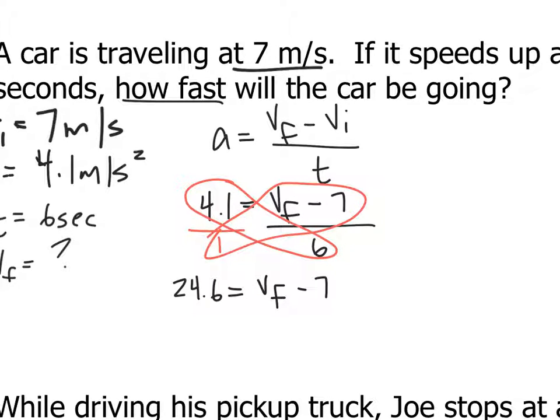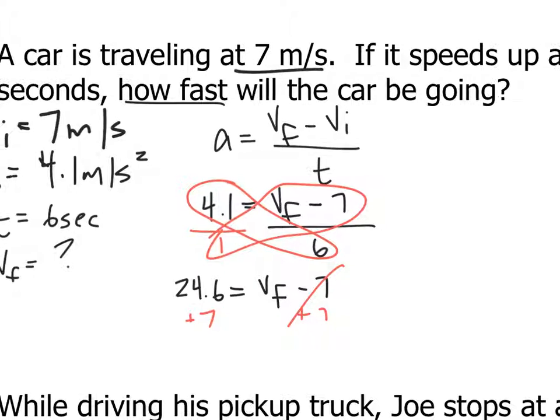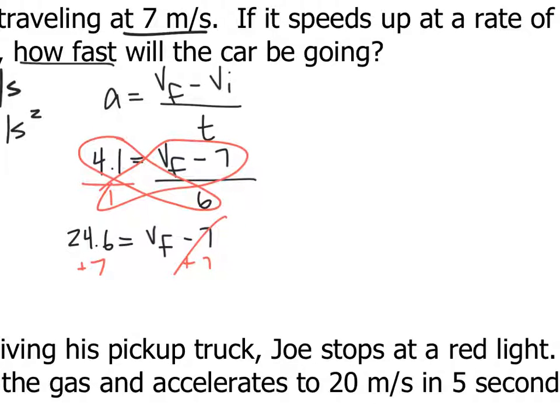So to get rid of that 7, I do the opposite operation, which is to add 7 to both sides. 7's cancel over here, and 24.6 plus 7 gives me 31.6 meters per second as my final velocity.